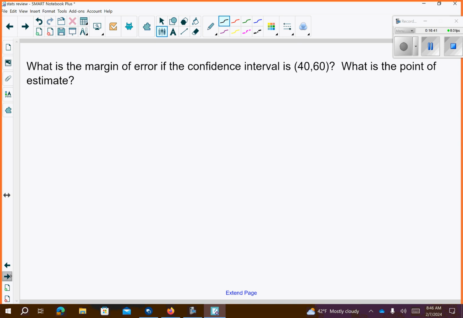All right, if you take a look at this one, what is the margin of error if I had a confidence interval from 40 to 60? 50 is my point estimate, because it's halfway. The margin of error would be 10 going each direction. Does that make sense, friends? So your point estimate is halfway in between the confidence interval, and then you figure out how far above and below that middle value you'd go. So it's plus or minus 10 in this case.